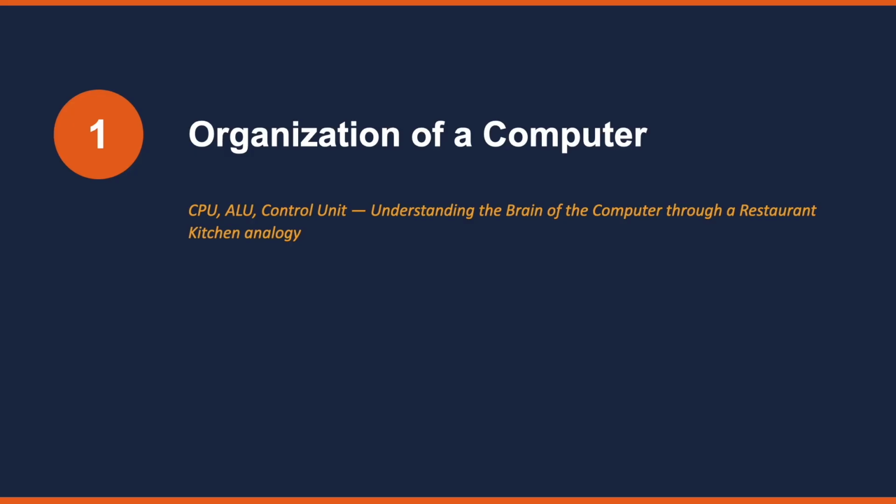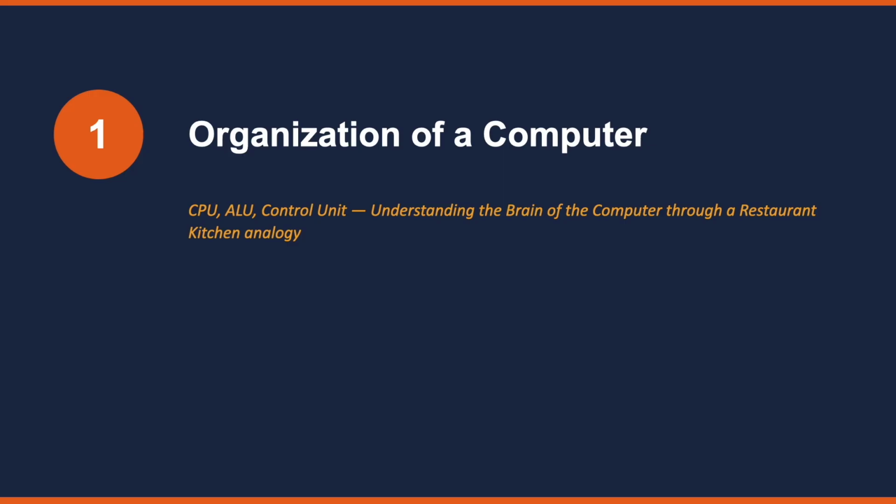Topic number 1, Organization of the computer. This means what is inside the computer and who does what job. Now, listen carefully. I'm going to give you an analogy that you will remember for the rest of your life. Imagine a restaurant kitchen. Inside the kitchen, 3 people are working.